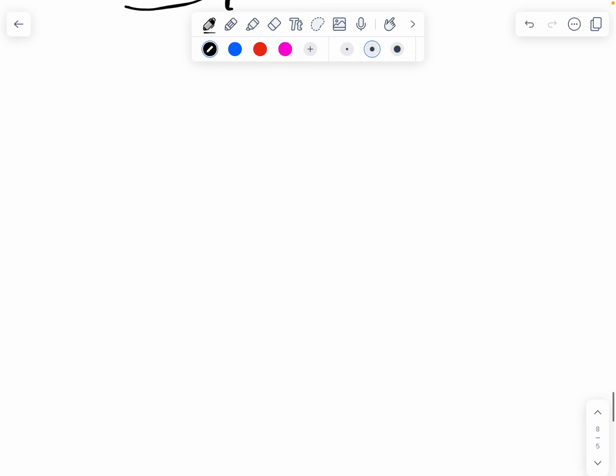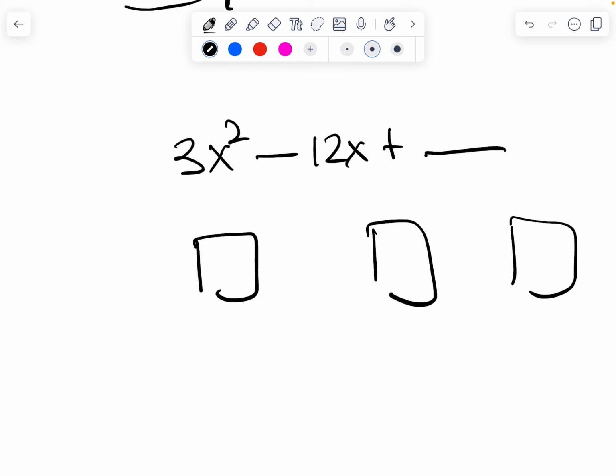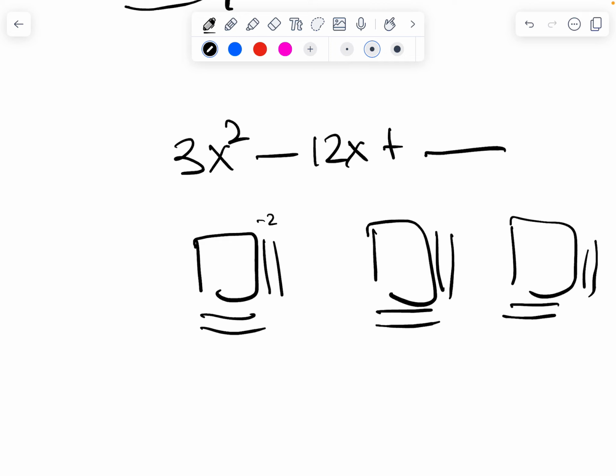Let's do one with a negative, and I'll show you it's really the same thing. Let's say we have 3x squared minus 12x plus blank. So for this one, we've got 3 squares. We have minus 12x. So this is minus 2 and minus 2. Now, negative 2 and negative 2 multiply is going to give us positive 4. So we still need positive 4, positive 4, positive 4. So essentially, you can ignore this sign when you do question 6. You're always going to get a positive number here.